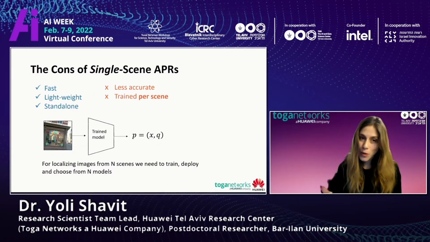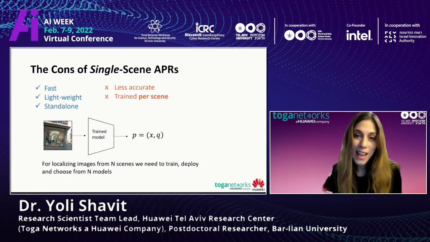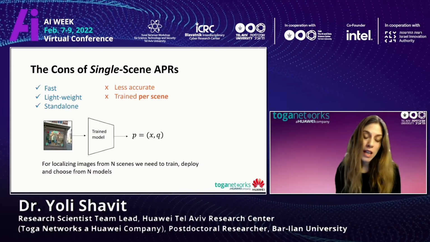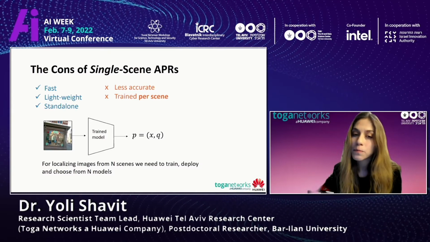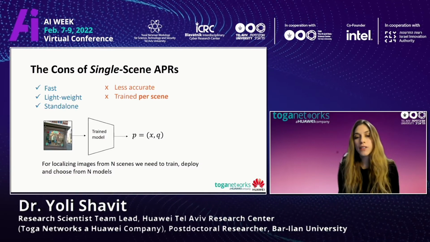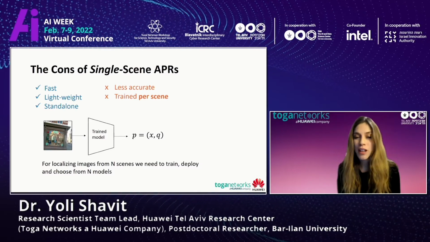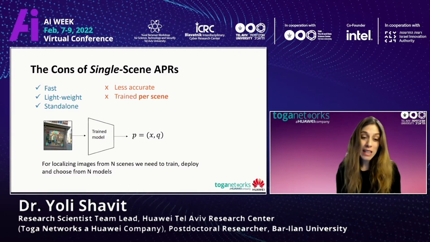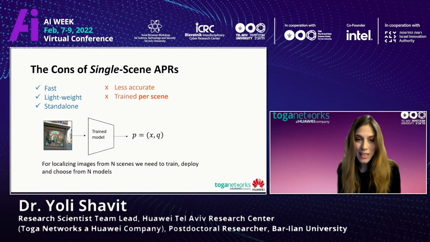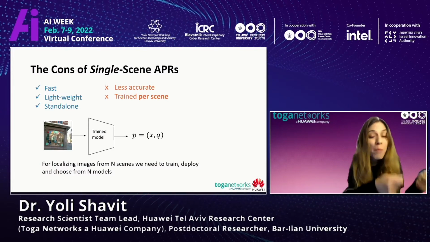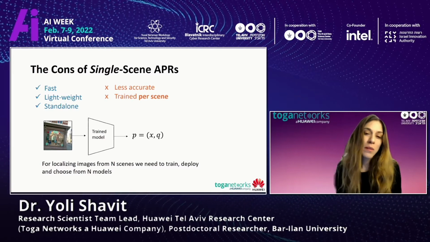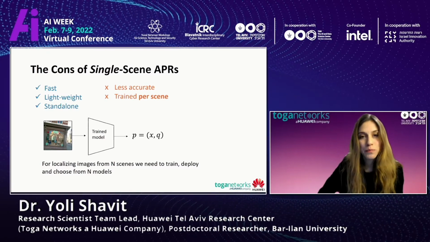But as you all know, there are no free meals, and APRs are also less accurate than localization methods, and they're also trained per scene. Let's take a moment and understand the implication of this. If we want to train APRs for n scenes, we'll need to train a model per scene and apply it at inference time. Okay, so this is not very scalable.